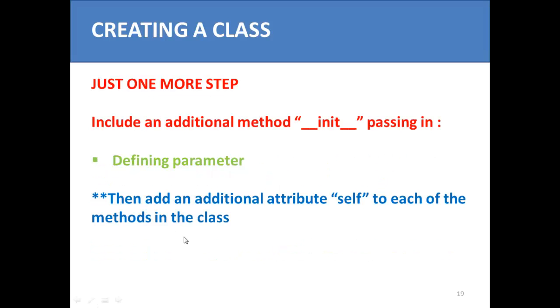So let's see. Okay, now one more step. Include an additional method in it, passing in the defining parameter. Now here comes the defining parameter. You have to include a new function named init and pass in the defining parameter, and then add an additional attribute self to each of the methods in the class. Don't worry if you're not getting this, I will show you an example.